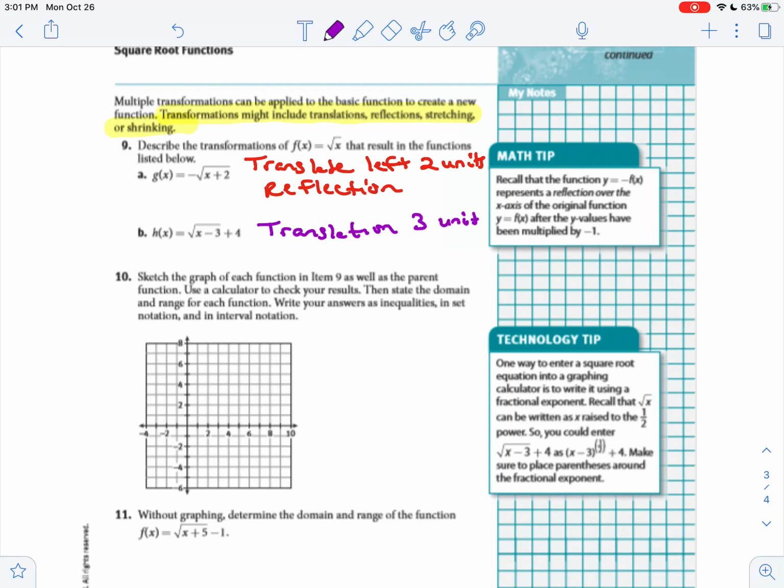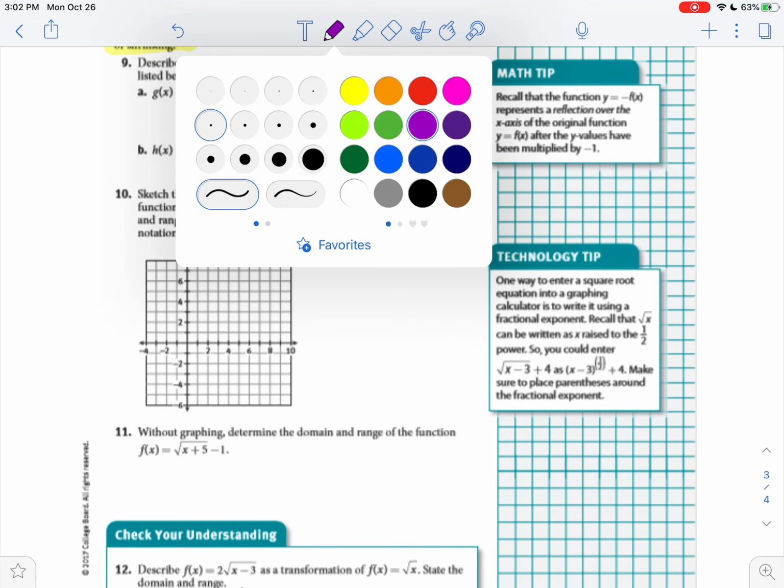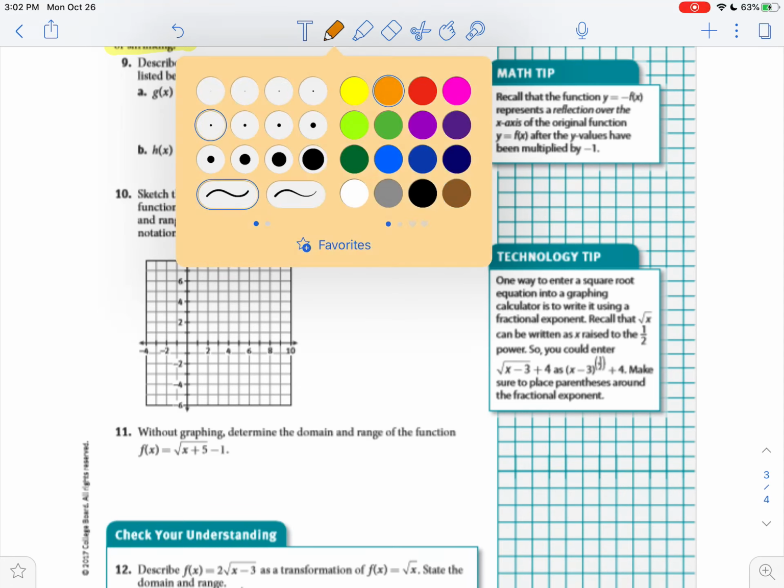For part B, I'm going to see a translation of 3 units right and 4 units up. Okay, so now we have that k value at the end, so we're going to go up 4. And now we can graph.